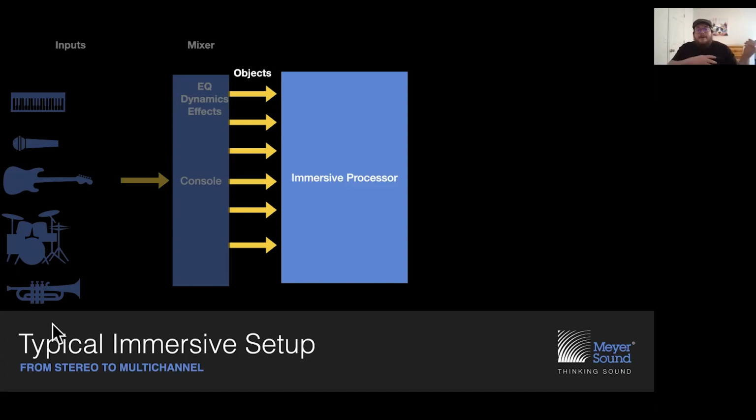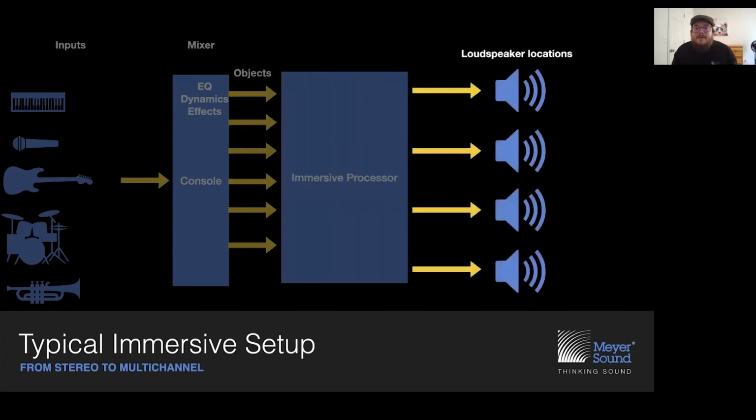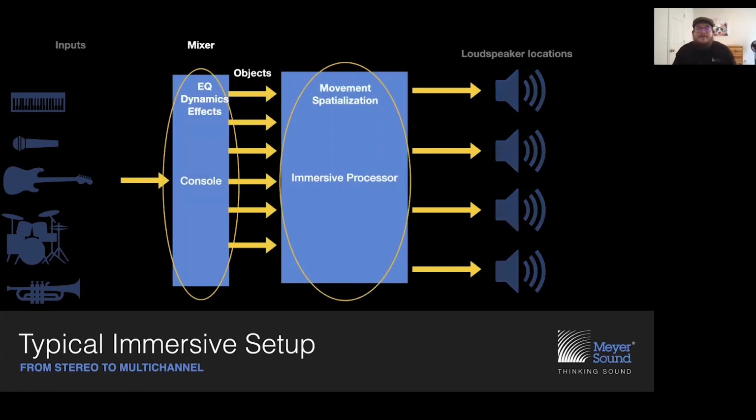So then you have all these channels, or what are called objects now, that hit this large, very expensive black box called an immersive processor. And that immersive processor is then sent to a whole bunch of loudspeakers. And so now you have this weird relationship in immersive audio that's very different than what we're used to. In theater world, we're a little bit more used to it than the stereo rock and roll guys. But in general, here's what's happening.